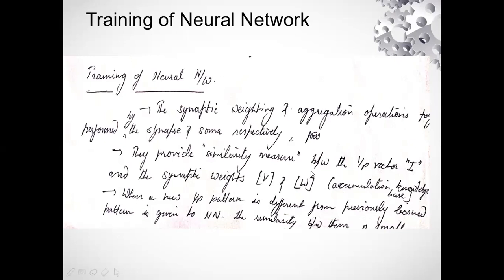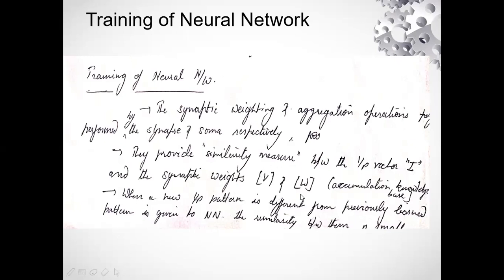So what are we going to do? We are going to provide a similarity measure between this knowledge base and the input vector I. Whenever a new input pattern is different from a previously learned pattern given to the NN, the similarity between them is small. Now, if I am going to train a network, what is my agenda? What is my objective?